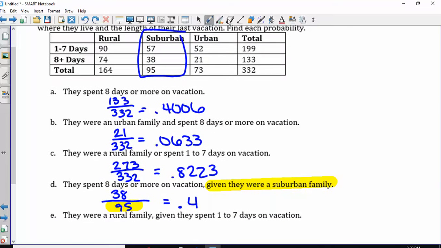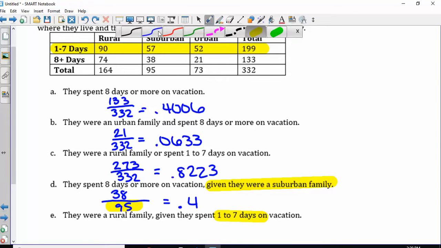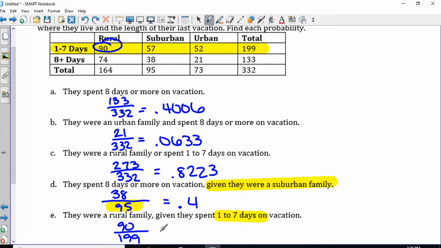E, I want them to be rural, given they spend 1 to 7 days. So my given is my denominator. So that's my 1 to 7 days. So there are 199 of those. Out of them, I only want the rural ones, which would be 90. So 90 out of 199 is 0.4523. So if it's a given, you're only looking at part of your denominator. Otherwise, it's the entire thing. Is that all right for everybody?